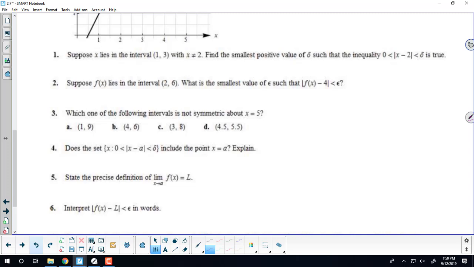Right. So notice that this statement here says that the distance that we are from a on the x-axis can't be 0. If x were equal to a, what's our distance? 0. So no. If x equals a, the absolute value of x minus a, when a is x, is identical to 0.